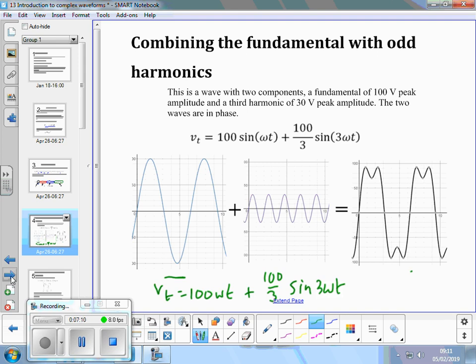So that waveform is that fundamental plus third harmonic, because there's 3 times the frequency. Yeah, the fundamental has got a frequency of omega t, yeah, and that's got a frequency of 3 times omega t. Yeah.